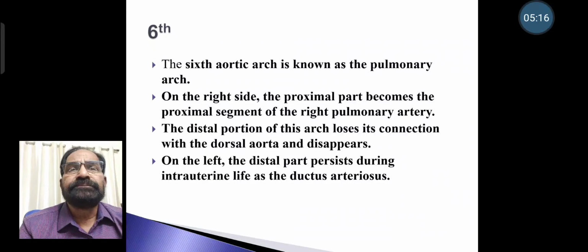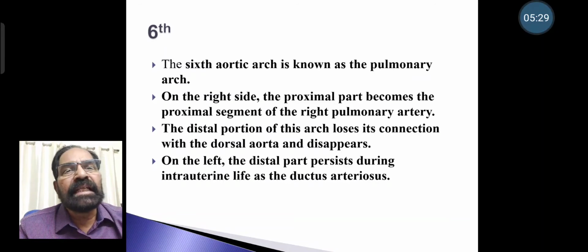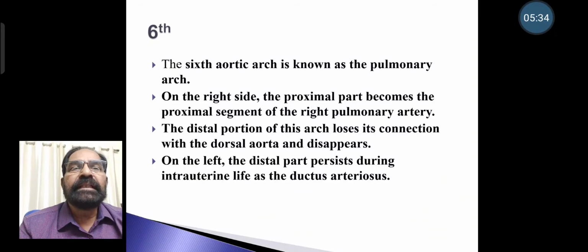Sixth aortic arch. The sixth aortic arch is known as pulmonary arch. On the right side, the proximal part becomes the proximal part of right pulmonary artery. The distal portion of this arch loses its connection with dorsal aorta and disappears. On the left, the distal part persists during intrauterine life as ductus arteriosus.